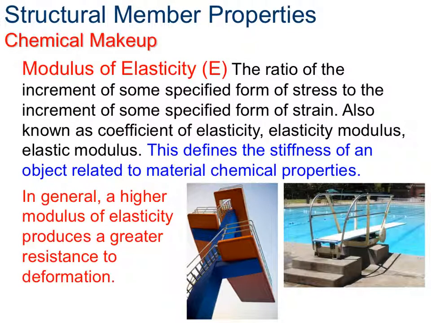All right, so the next thing is talking about the modulus of elasticity. This is a ratio of how stress is related to strain. It's basically defining the stiffness of an object related to its material chemical properties. So we're talking about its chemical makeup. And just like the moment of inertia, the higher the modulus of elasticity, the greater its resistance to deformation. Okay?